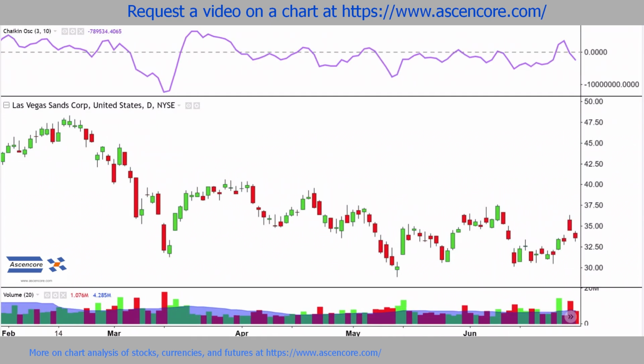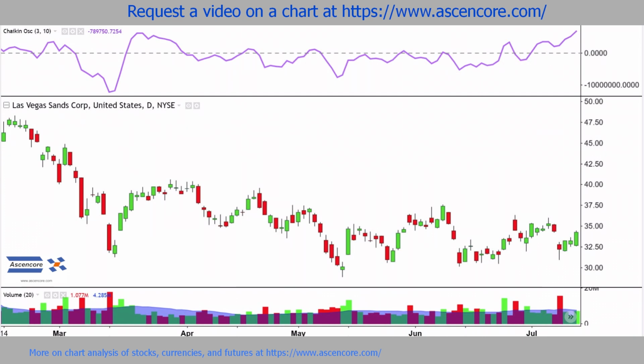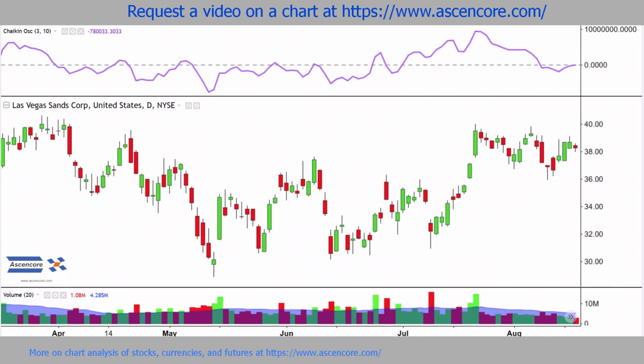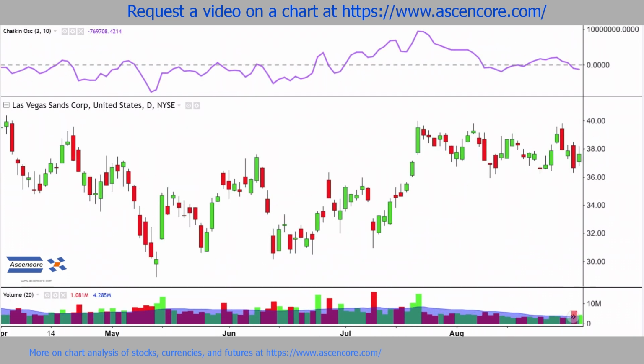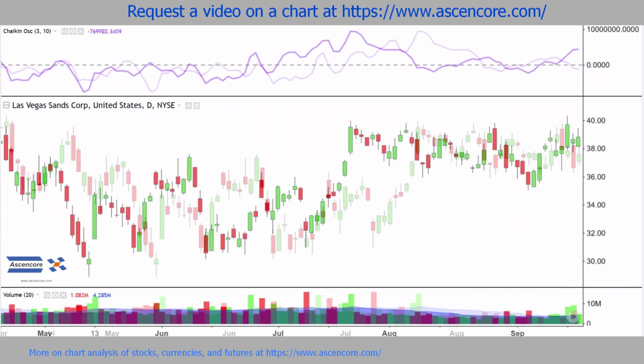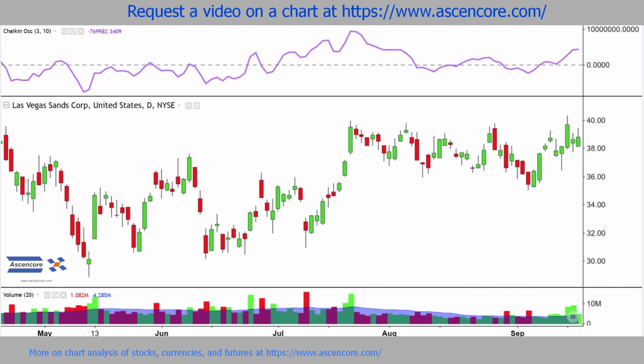The Chaikin oscillator is a momentum indicator derived from the accumulation distribution line. It's made up of the difference between the 3 and 10 period EMA of the accumulation distribution line. If you are interested, you can research further details on the indicator's calculations.